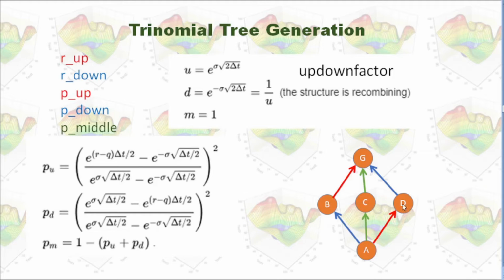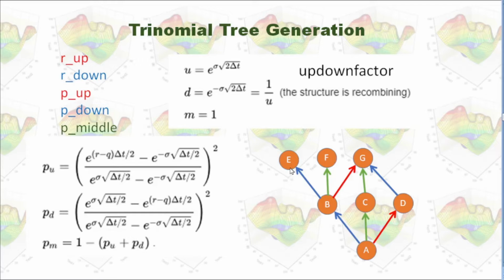And similarly, for D, you have to consider the probability of going down, and the probability of going down is here, and the rate going down is here. And then you sum all three up, and we'll get this data point G's value. Okay, now let's consider this E and F.